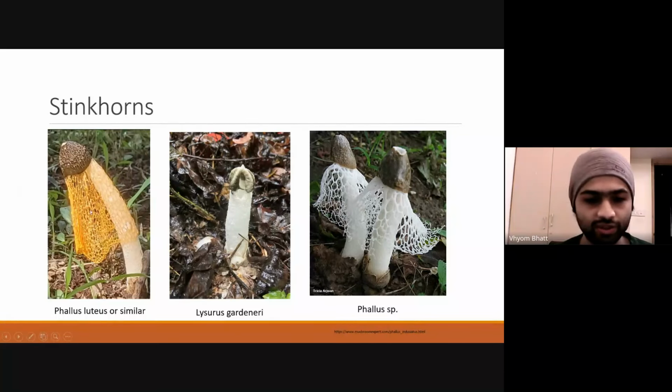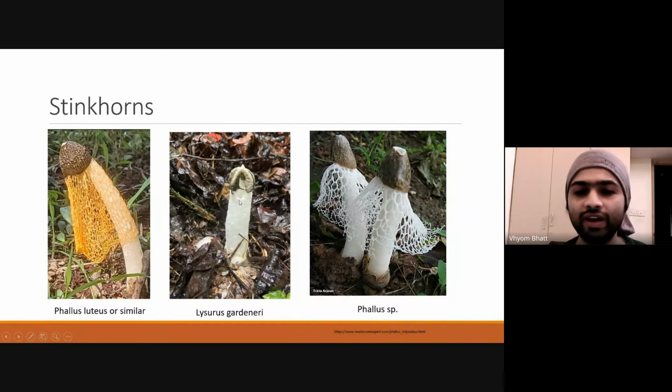So yeah, there are a lot of different types of stinkhorns. I've mentioned three of them here. This last one is a still growing Phallus indusiatus. Generally, this skirt that it has will be almost touching the ground, but it's not in this case. Then there is this Lysurus species.